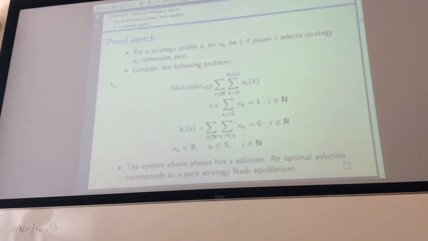It doesn't indicate anything. It's not the social welfare of the system, it's not the sum of utilities of the players, that's something more, but that's what it is. And he has shown that this system always has a solution, and the optimal solution to the system actually corresponds to this Rosenthal magic. Okay, so we optimize, we will see why this magic works in a few slides.